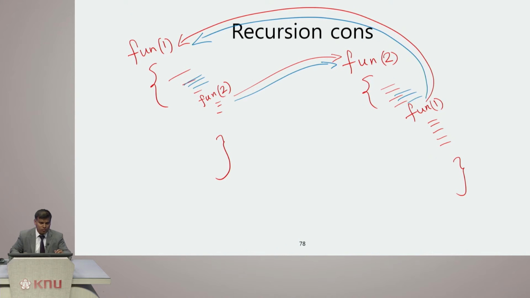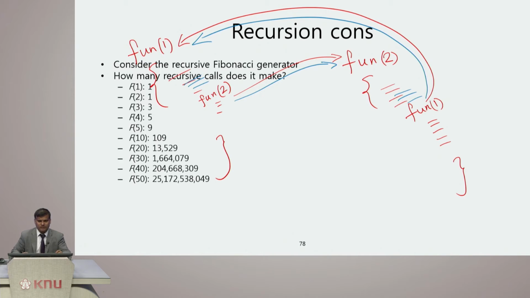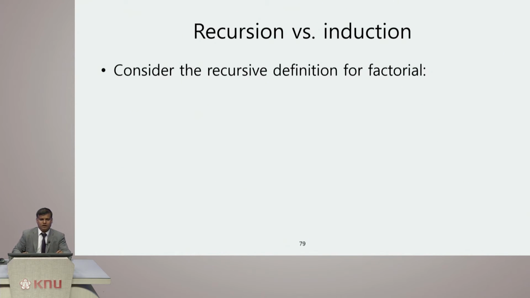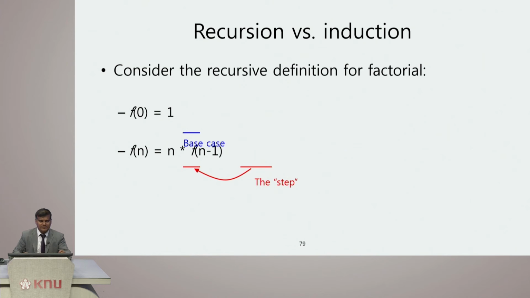Well, that's another problem that you can think of when you go on for programming. Okay, let's move on with this recursive part. Recursion versus induction. Consider the recursive definition for factorial. f of 0 is 1, f of n equals n times f of n minus 1. So you have f of 0 equals 1 as the base case, and here n times f of n minus 1 is going to be your inductive step.